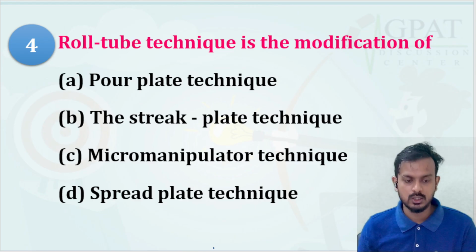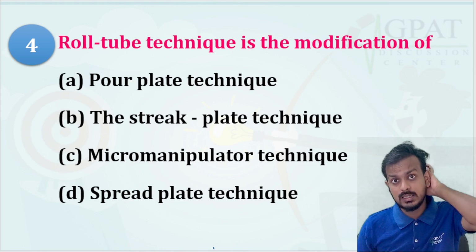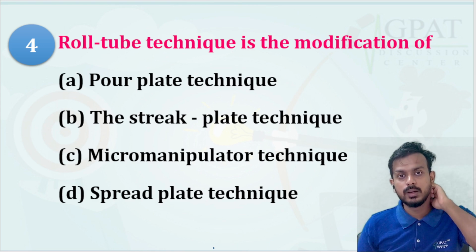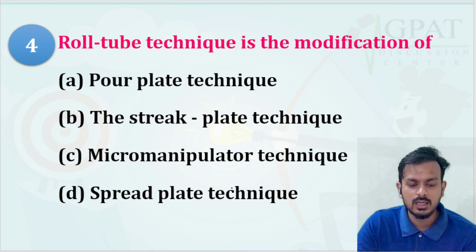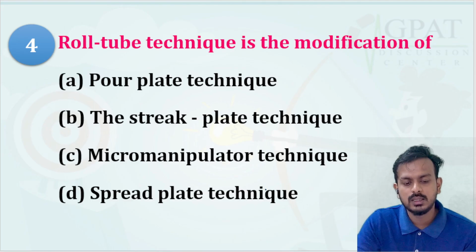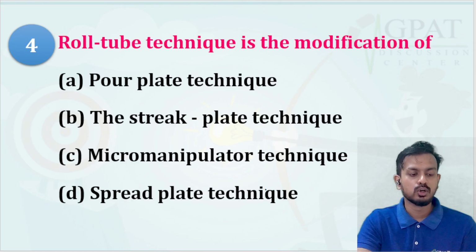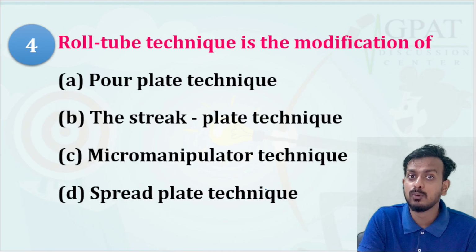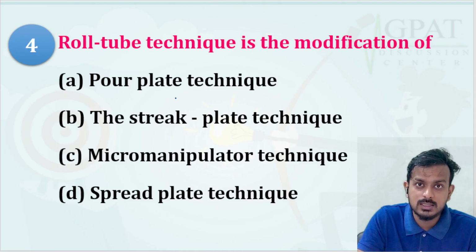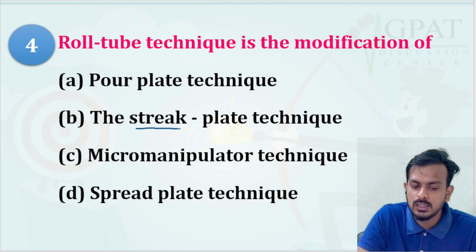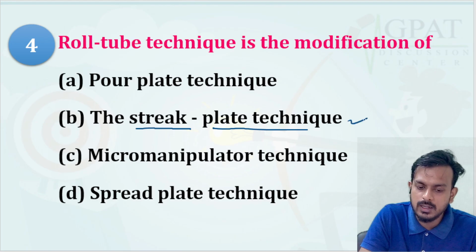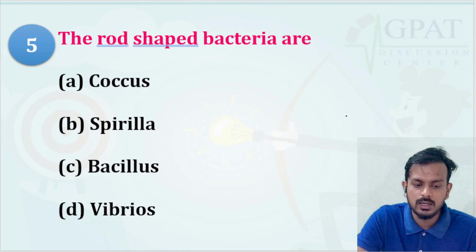Next question. The roll tube technique is a modification of the overplate technique, spread plate technique, micromanipulator technique, or streak plate technique. The roll tube method is basically a modification of the streak plate technique. Very good. Option B is the correct answer.